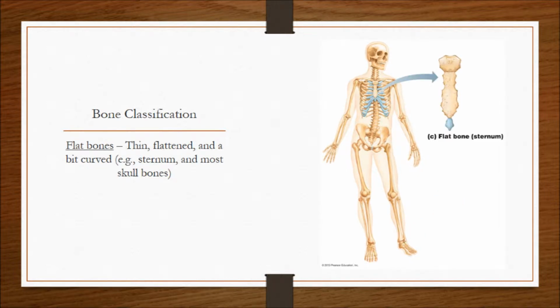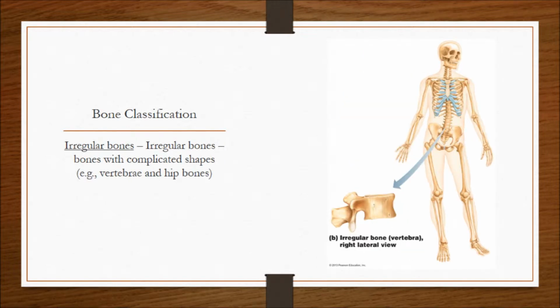Then we have flat bones. They're thin, flat, and a bit curved, kind of like your breastbone. Then there are irregular bones, and these have an irregular shape, like your hip bones.